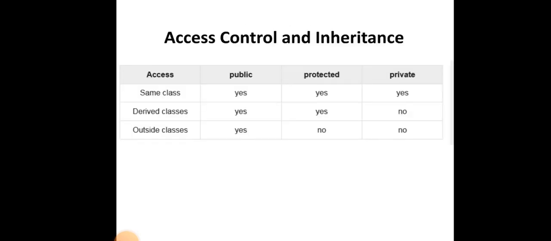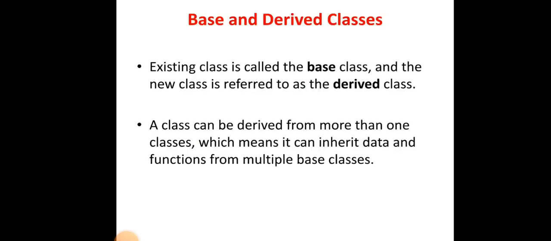There are three types of access specifier which help in inheriting the data. They are public, protected and private. Public data can be used in the same class and in the derived class and also outside the classes. Protected data can be utilized in the same class and in the derived class, but not outside the classes. Private data can be used within the base class. It cannot be used in the derived class or outside the classes.